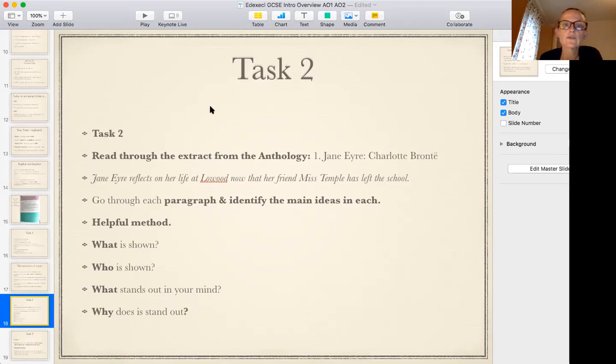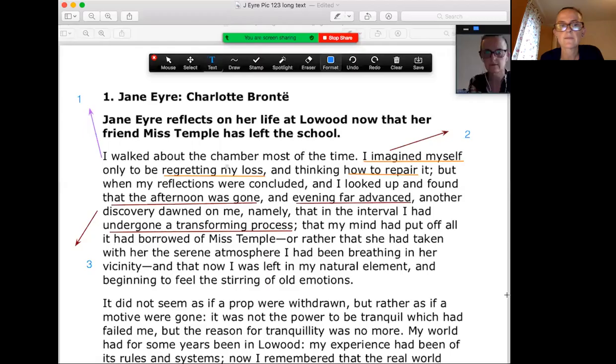Now we're going to work through one paragraph from the Jane Eyre text, and I hope that you then apply that to the other paragraphs and you can build your answers as you go. So I've applied this method of what, who, and what stands out in this text here that I've got for you. Just one second. So if we look at the first one, my number one I put is who. So who is in the text?